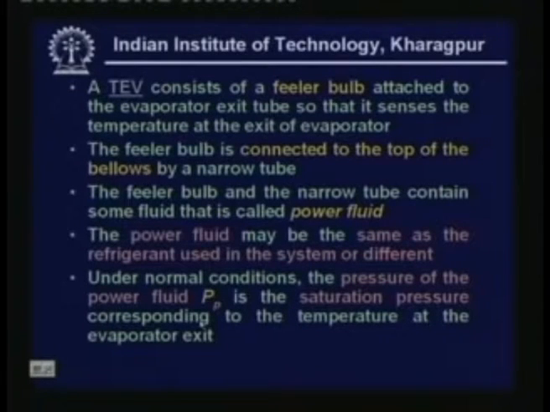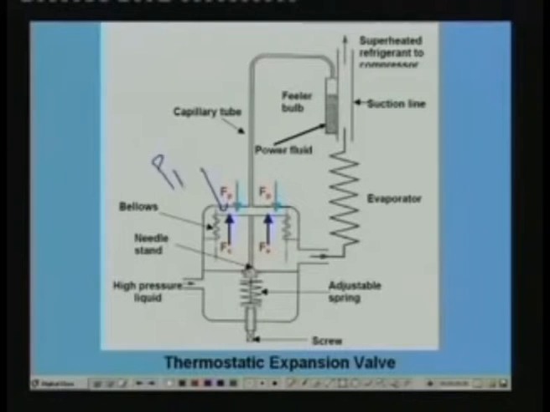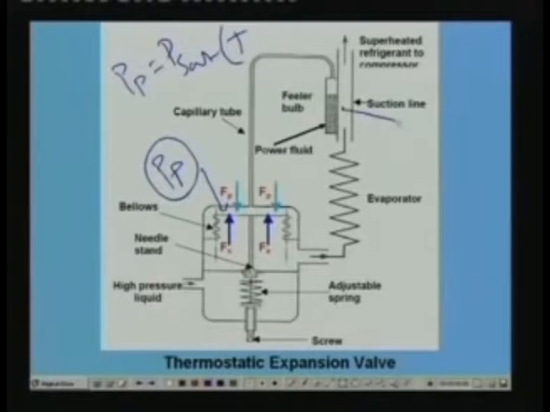So that's what I have already explained, and under normal circumstances the pressure of the power fluid PP is the saturation pressure corresponding to the temperature at the evaporator exit. Okay, so let me go back once again. So the pressure acting here, let us say that is PP. This pressure corresponds to the saturation pressure. That means PP is equal to P saturated pressure corresponding to the temperature existing at this point.